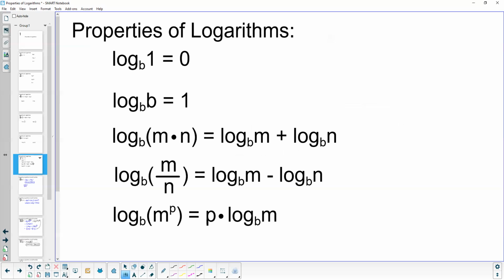Again, we've talked about the product property, the quotient property, the power property, and the fact that the log of any base when evaluated at 1 is always 0, and the log of any base evaluated at that base itself will always be 1. So using those properties, we can expand logarithms.